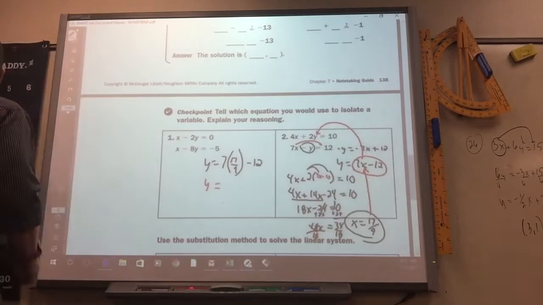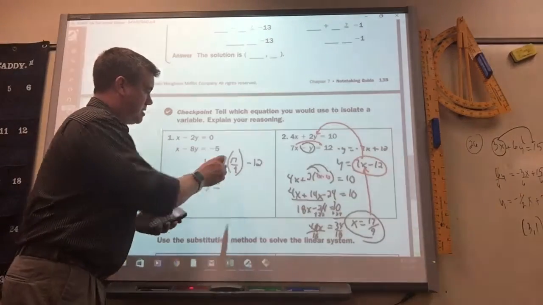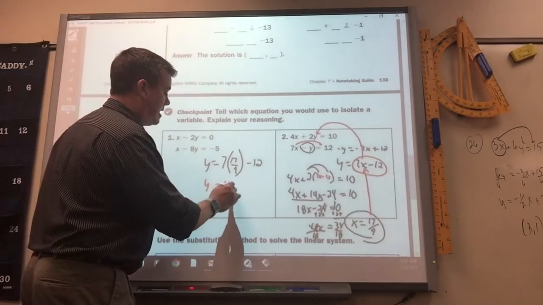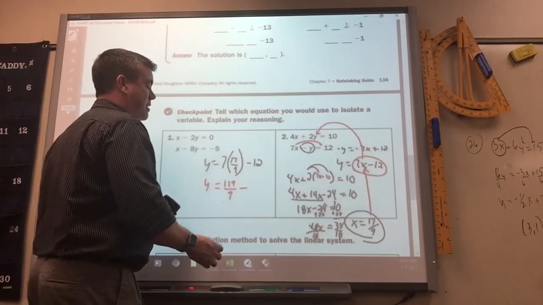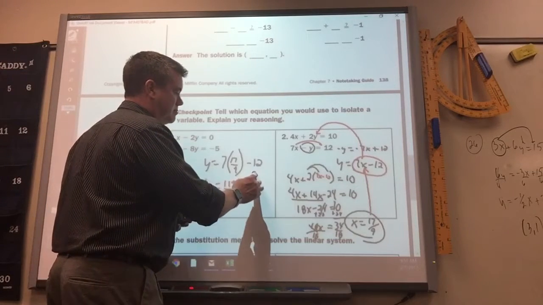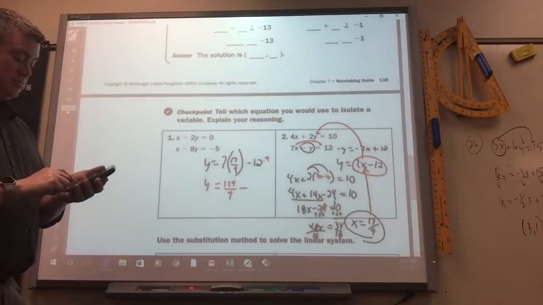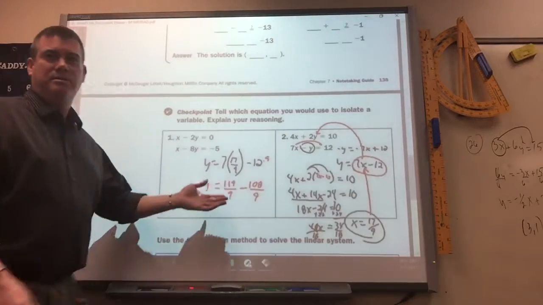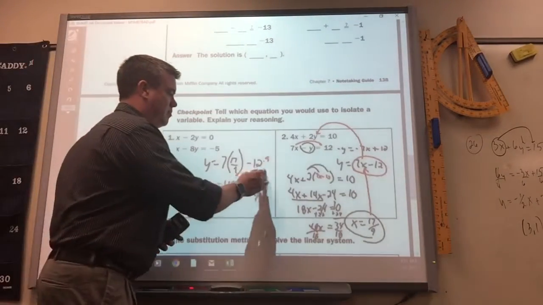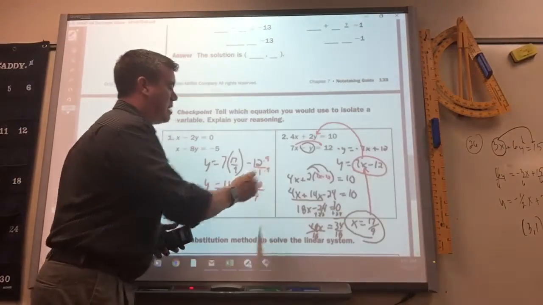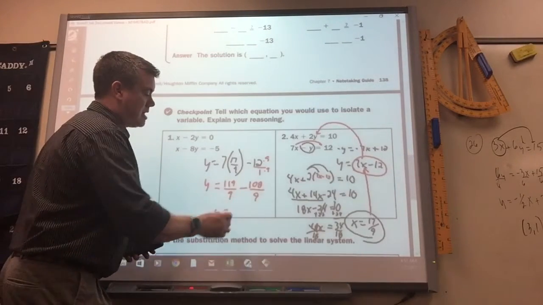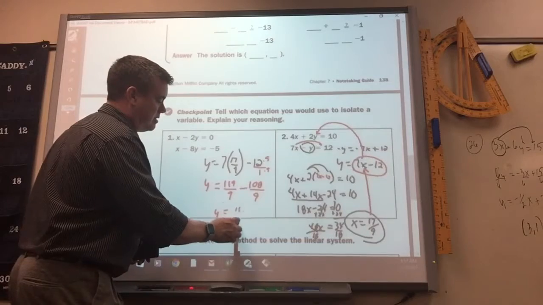geez, I'm missing a lot of calculators again. I got to take top times top. 119/9 minus, so I want this to be a 9 on the bottom, so take the top times 9, it would be 108/9. Ever understand what I did there? Because it's 12 over 1, so take the top and the bottom times 9, and I chose 9 because I want a common denominator. So then you just have to subtract the tops. 119 minus 108 is 11/9.